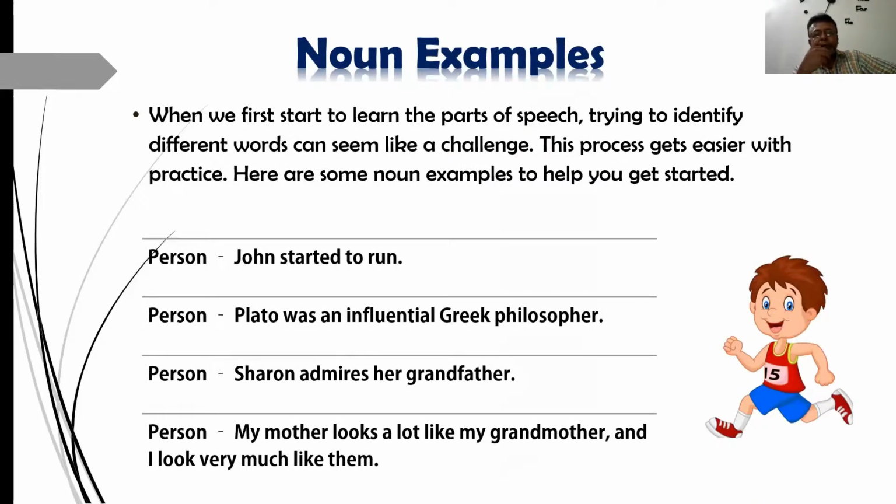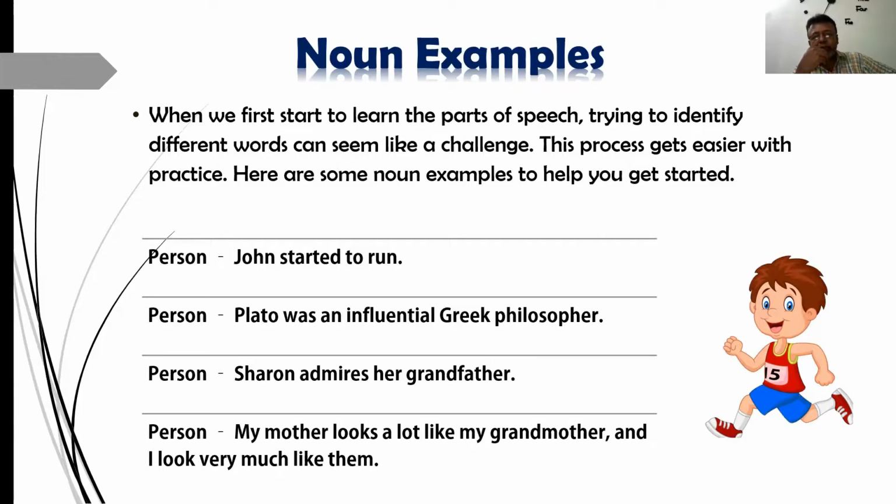Here are some noun examples. When we first start to learn the parts of speech, trying to identify different words can seem like a challenge. This process gets easier with practice. Here are some noun examples to help you get started. The first one is about person. John started to run. Who? John. A name of a person.